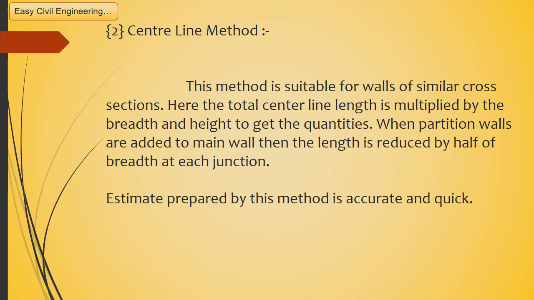When partition walls are added to the main wall, the length is reduced by half of the width at each junction. Or you can say, whenever we add any partition wall or intermediate wall to the main wall, its length is reduced by half of the width at every junction. Estimates prepared by the centerline method are quite accurate and quick because this method is very simple to use. Calculations are not as tedious as in the long wall short wall method.